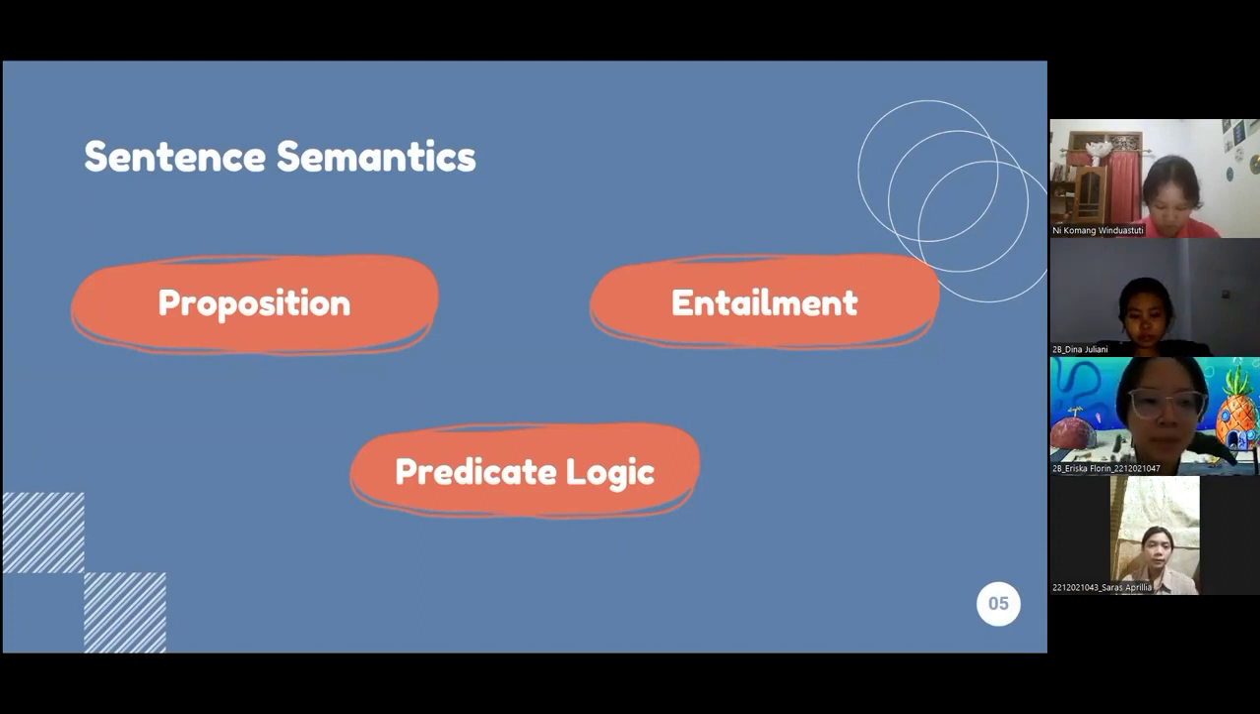It's about sentence semantics, which is divided into three branches: proposition, entailment, and predicate logic. Next.